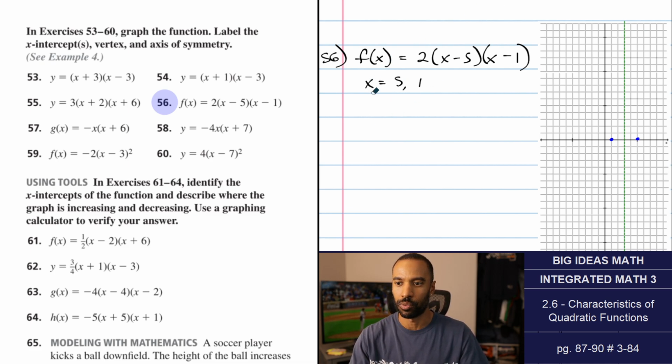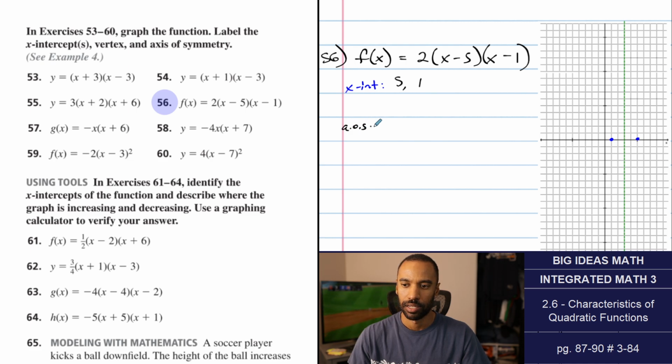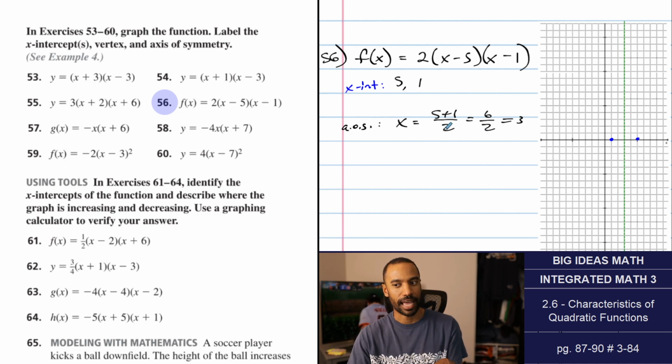Oh, this isn't x equals, this is x-intercepts. Give me one second. X-intercepts of 5 and 1. All right. Axis of symmetry is at x equals, you average 5 and 1, and you get 3, right? So the same 3. So I'm not going to be writing that step as much.